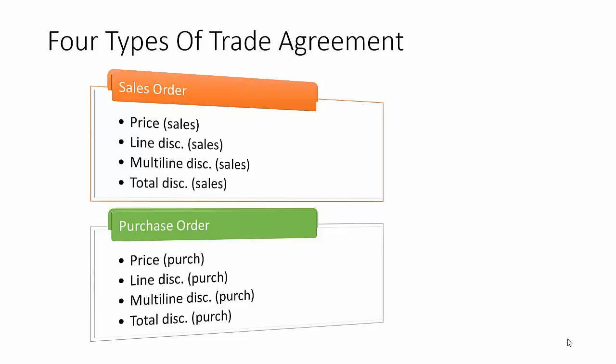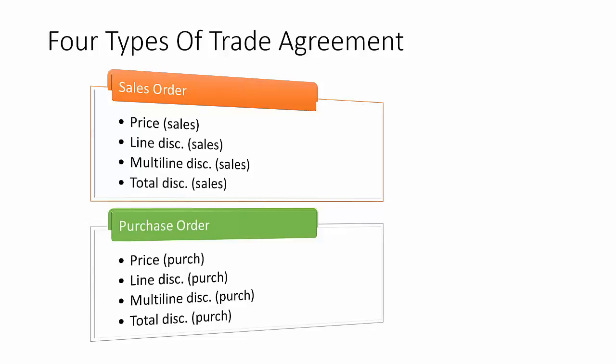First is the price type. The price type of trade agreement can be used to agree on the price on the purchase order or sales order. This type of agreement cannot be created for a group of items or for all items. Then line discount. A trade agreement of line discount type can be used to receive or offer the discount on a purchase order or sales order line.